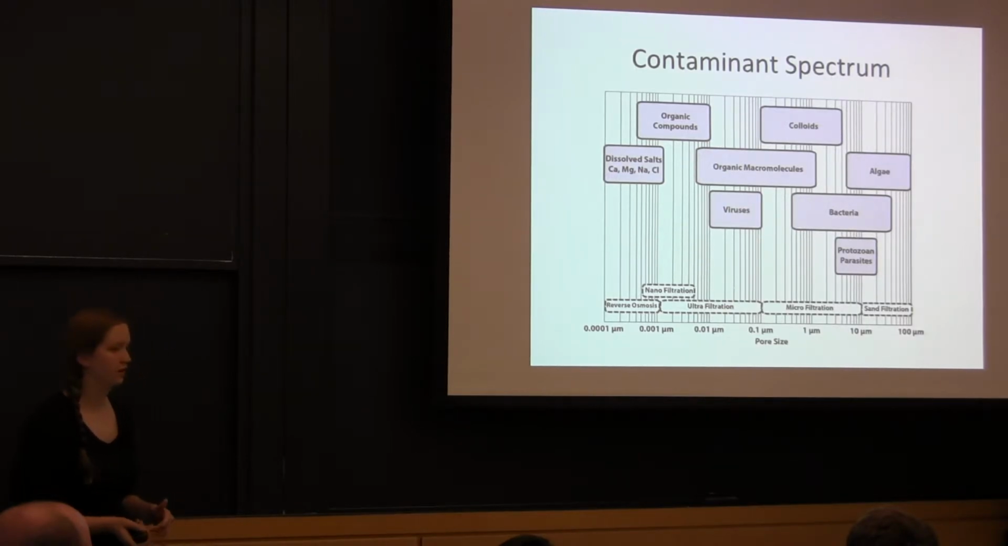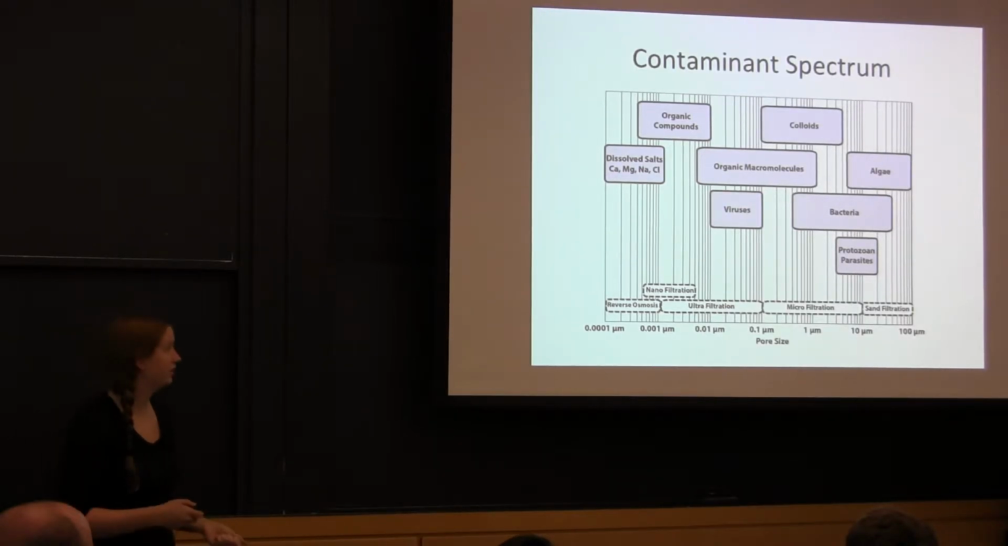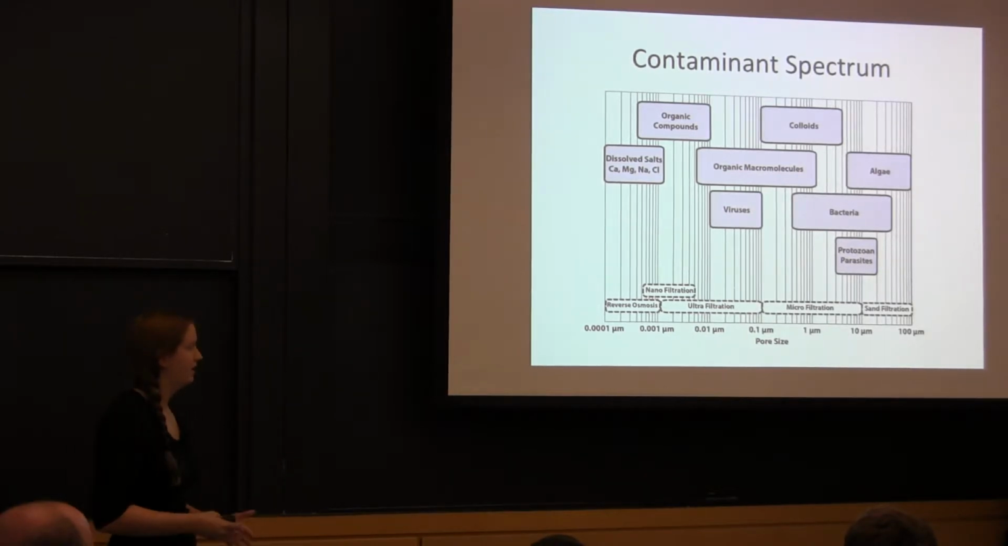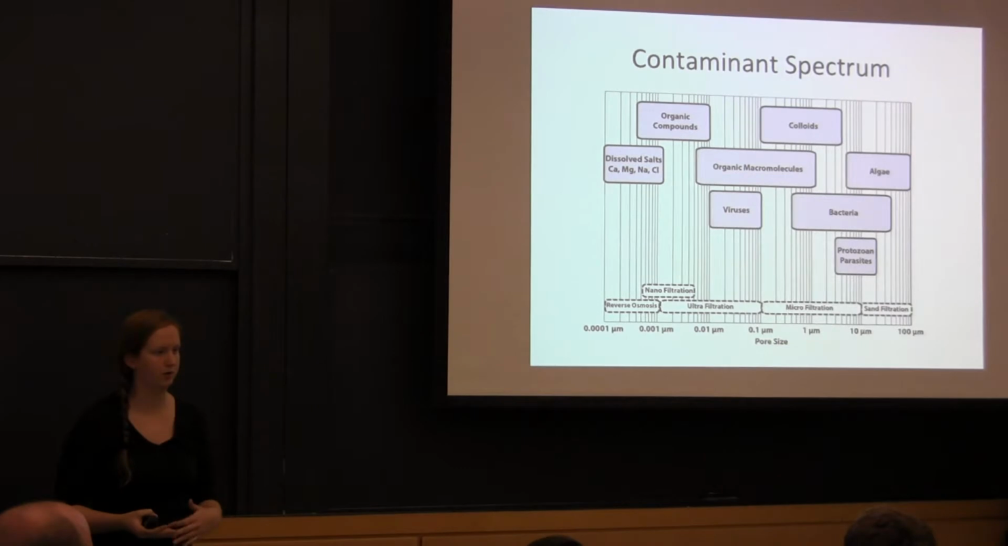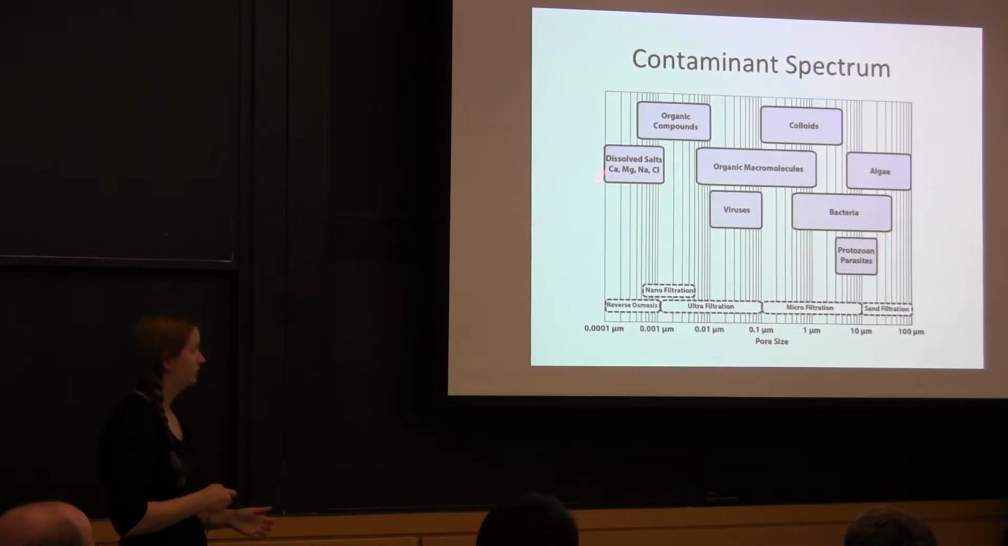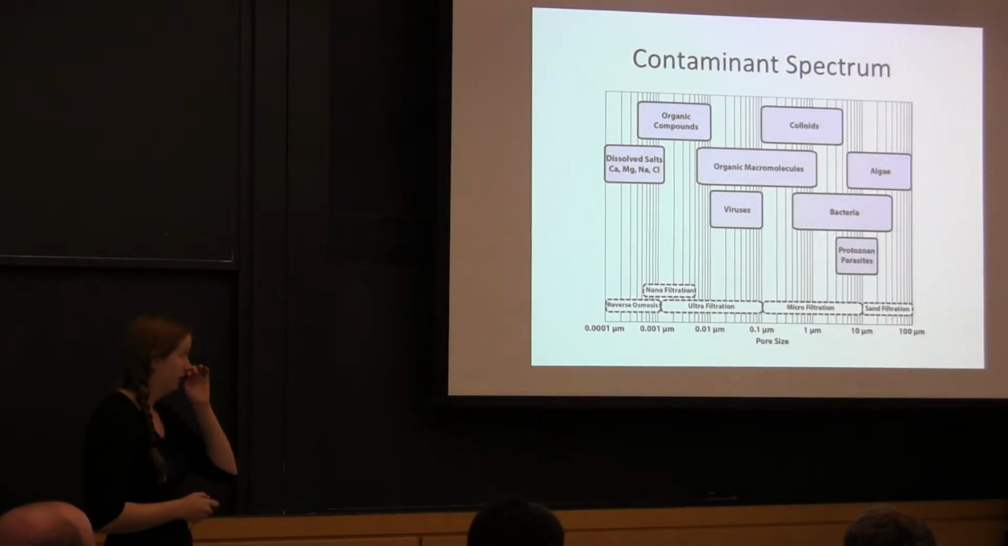So the first thing to consider if you haven't looked at water stuff before is that there is a very wide spectrum of contaminants, and they all have very different sizes. And different sizes means different energy or power requirements to take them out. So starting on the right, you have large particles like algae and bacteria, all the way down to dissolved salts like sodium chloride on the left.